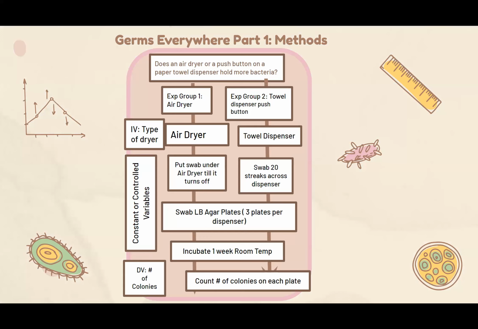For the method of our experiments, for our first experimental group, which was the air dryer, we put a swab under the air dryer till it turned off. And then for our second experimental group, the towel dispenser push button, we swabbed 20 streaks across the dispenser. Then for both of them, we swabbed 3 agar plates and left them to incubate for 1 week. And then at the end, we counted the number of colonies on each plate.